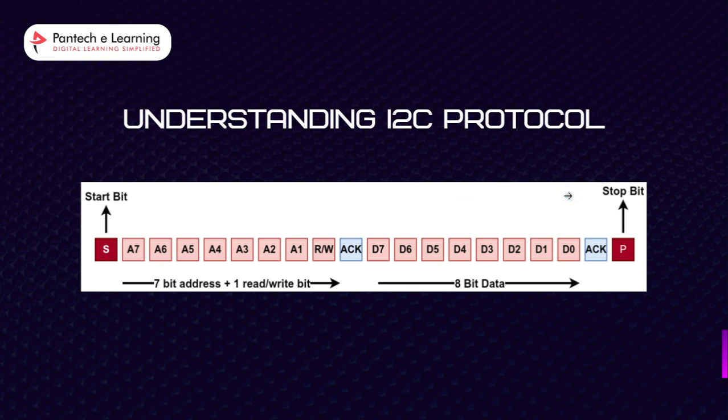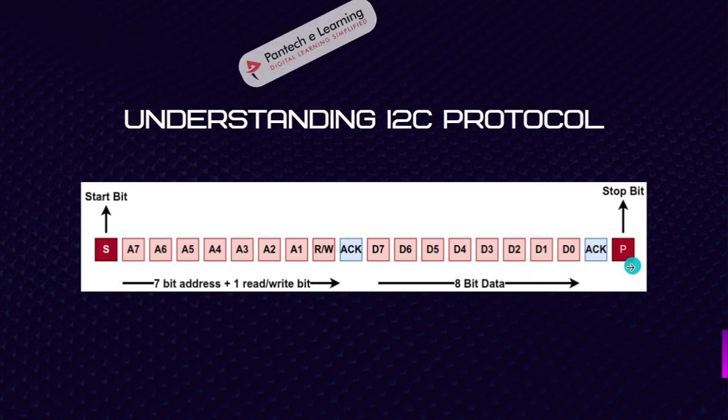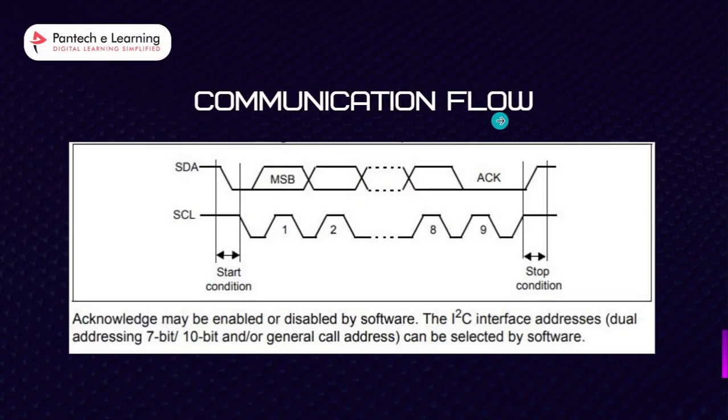Please note that every byte put on the data line must be 8 bits long, and each byte must be followed by an acknowledgement bit. Data is transferred with the MSB first, most significant bit first. And now let's talk about the next thing, which is communication flow.